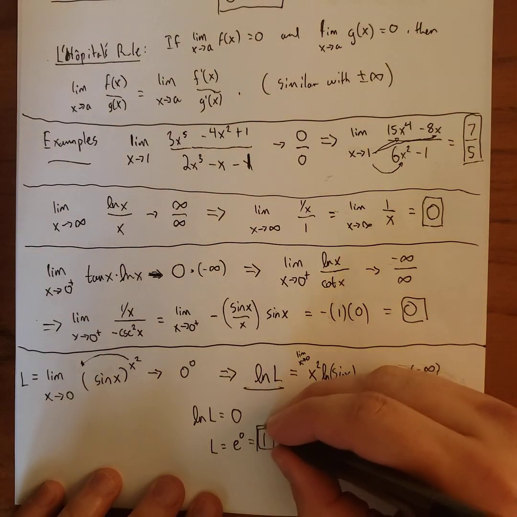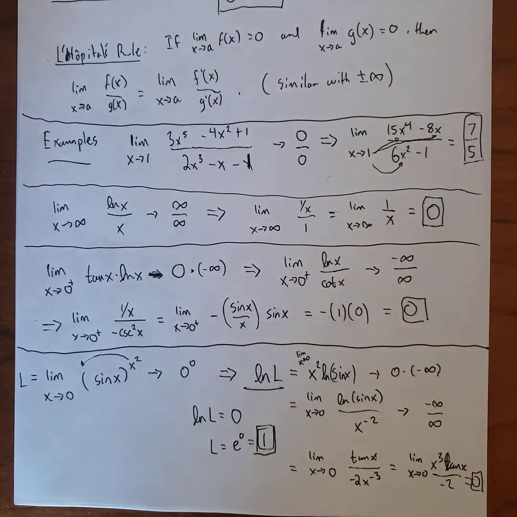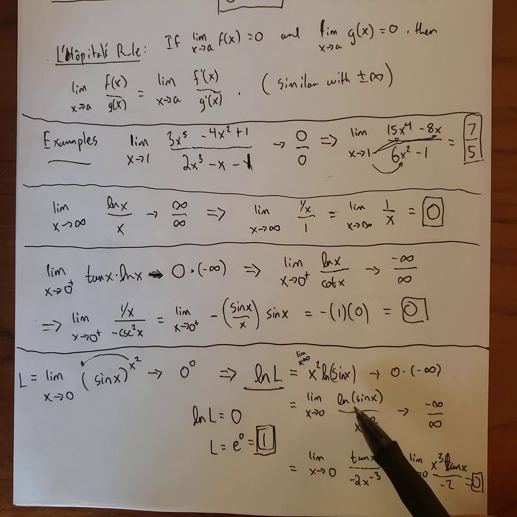Circle that twice since we have two things circled. So that's the process for these exponential ones. You take the natural log first, put it back into a fraction, use L'Hopital's rule to take the derivative, and then find the limit.